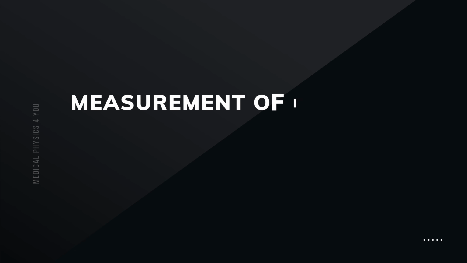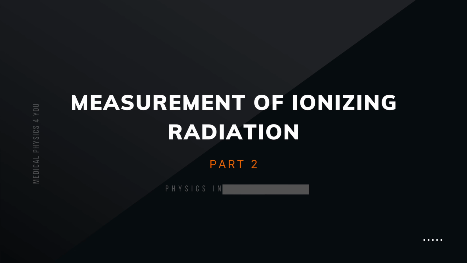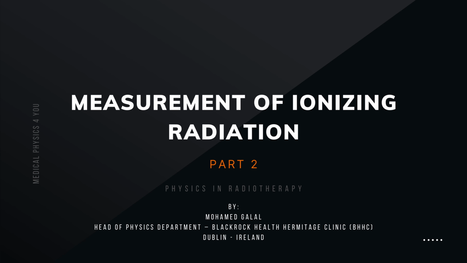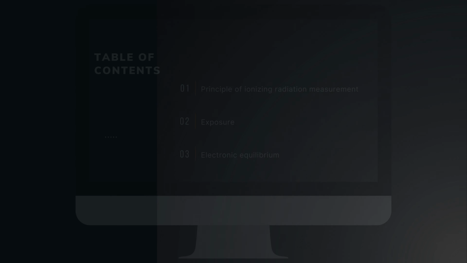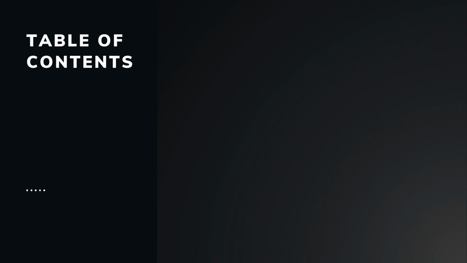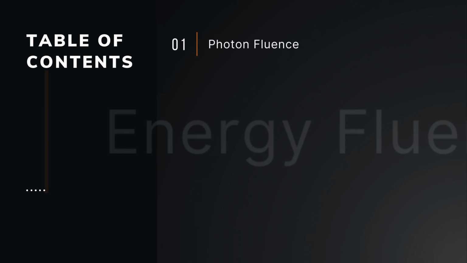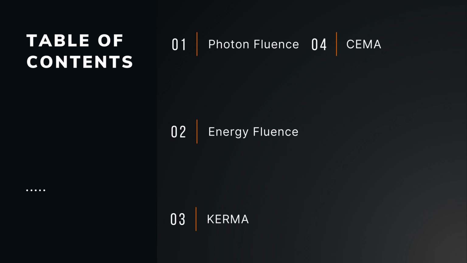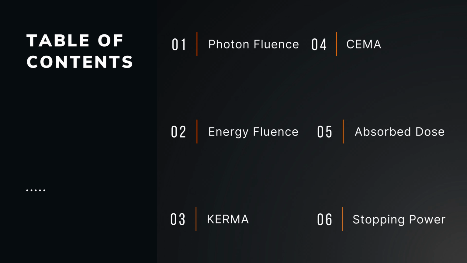Hello everyone. Welcome to another lecture. Today we are going to continue our discussion about the measurement of ionizing radiation. In the previous video we briefly discussed the introduction of the ionizing dose measurements, exposure, and electronic equilibrium. Today we will discuss the basic quantities and definitions that are essential to understand the measurements of ionizing radiation, like photon fluence, energy fluence, KERMA, CEMA, absorbed dose, and stopping power.